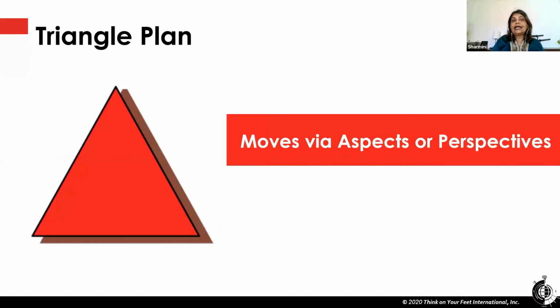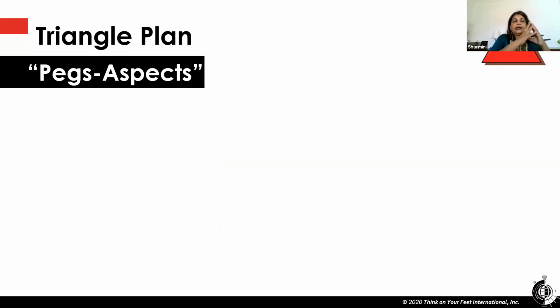Okay, so that's plan number 1, the clock plan. Let's look at plan number 2, the triangle plan. All right, and the triangle plan is an interesting one. It has two versions. You can use what is called aspects, or you can use what is called perspectives. Let me give you an example of aspects right now. Aspects is an interesting one. It answers the question what.